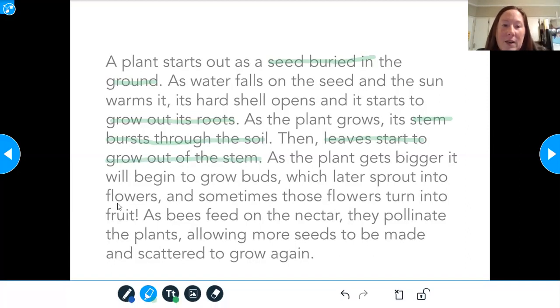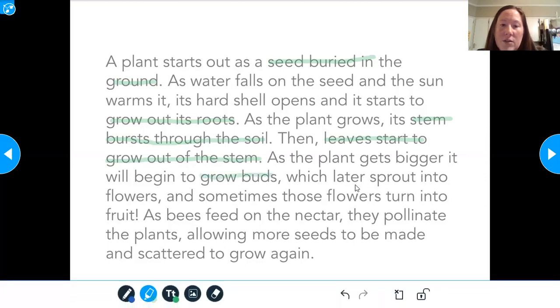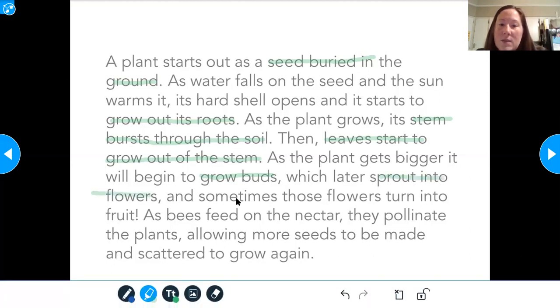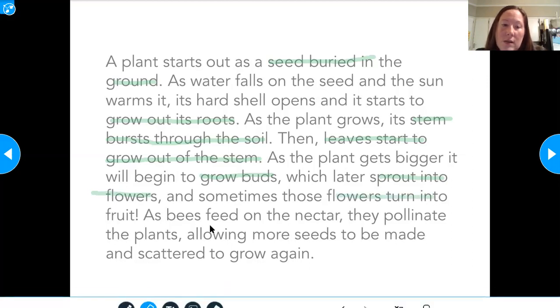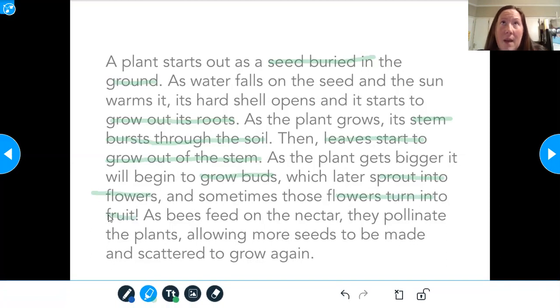As the plant gets bigger, it will begin to grow buds, which later sprout into flowers. Those buds go into flowers, and sometimes those flowers turn into fruit. Flowers turning into fruit, I know that's an important part of, like, if I think about an apple tree, I have those in my backyard.